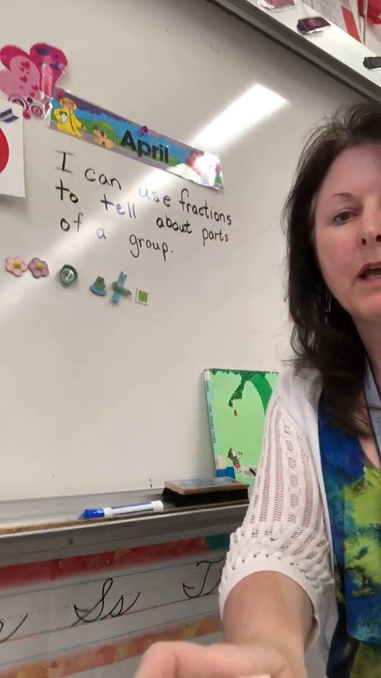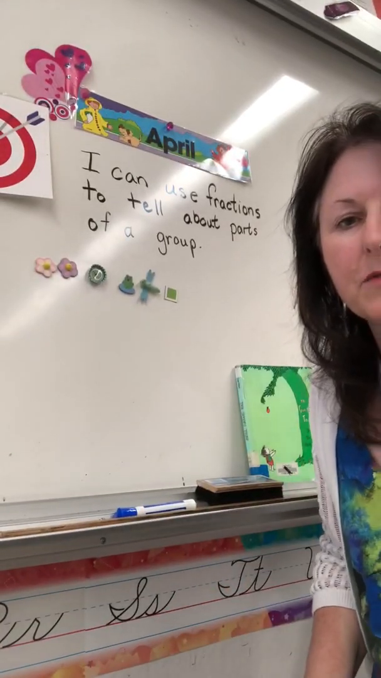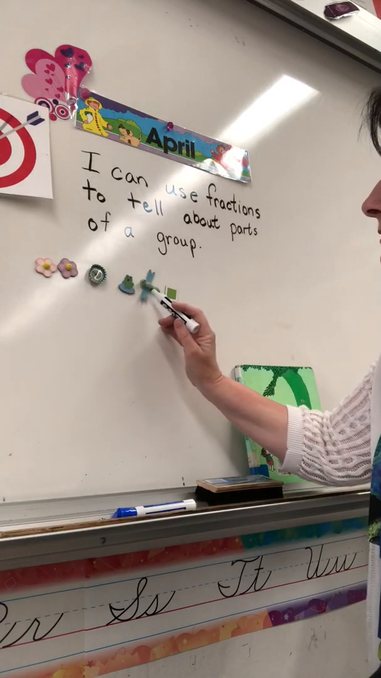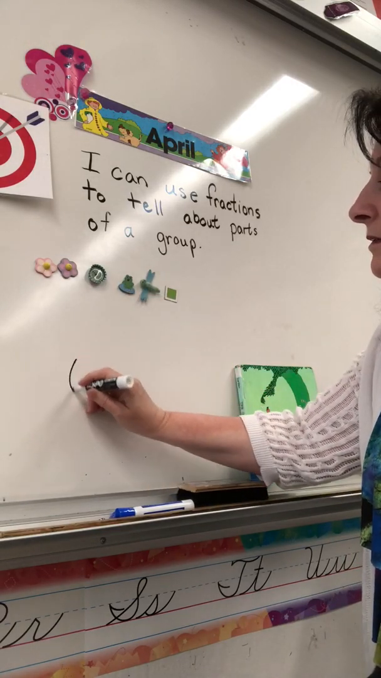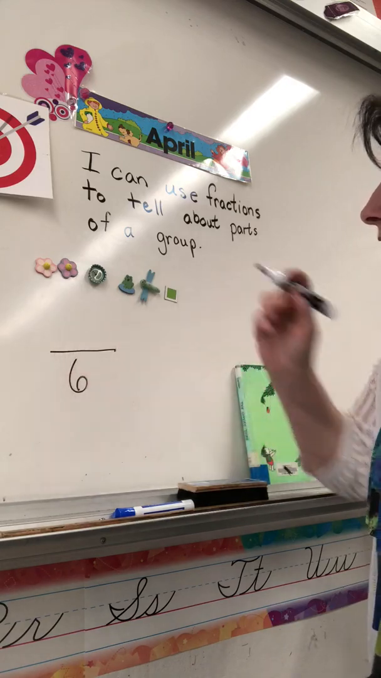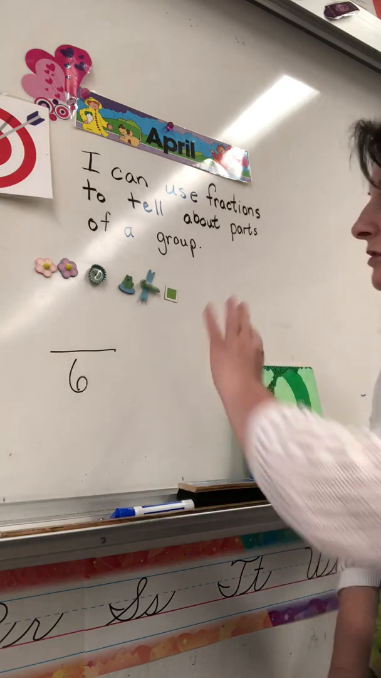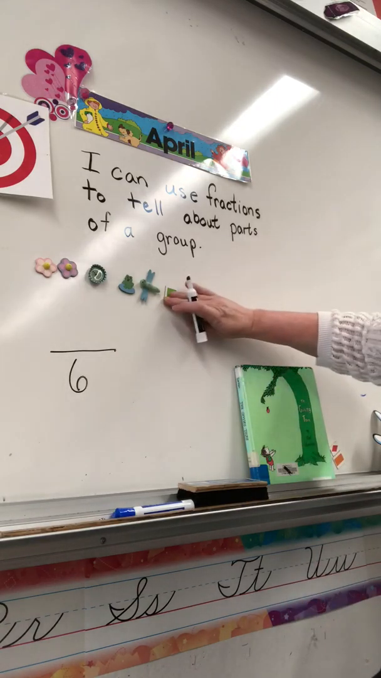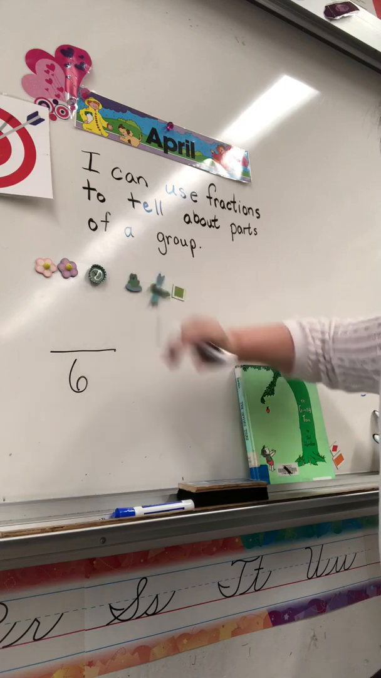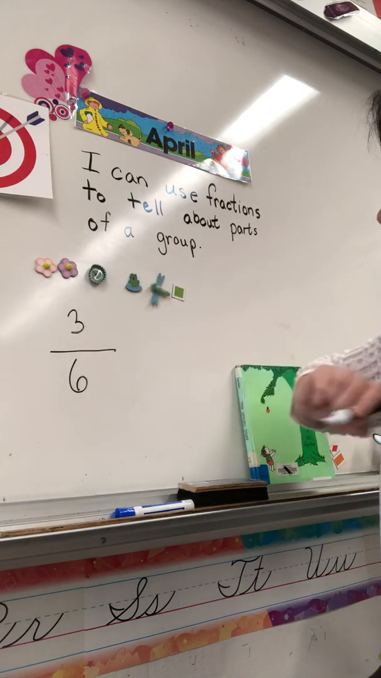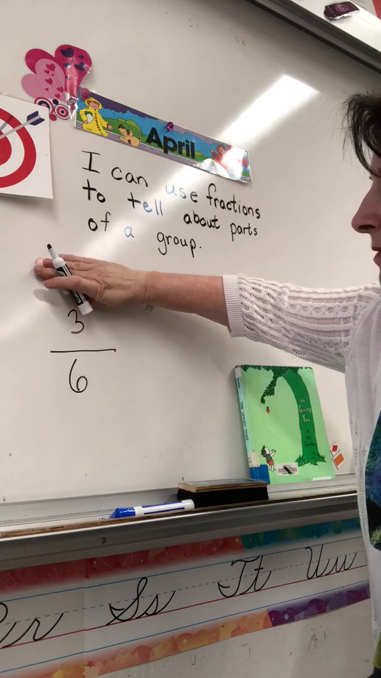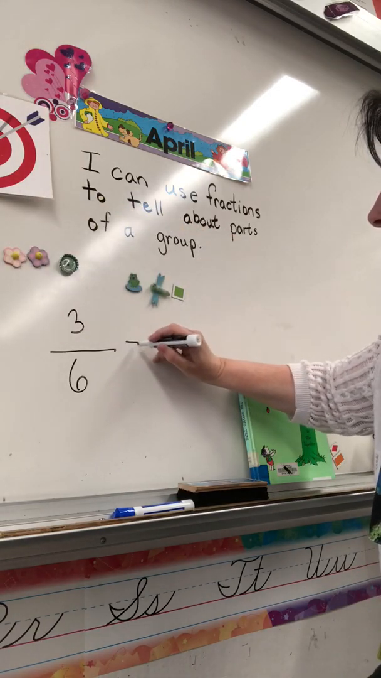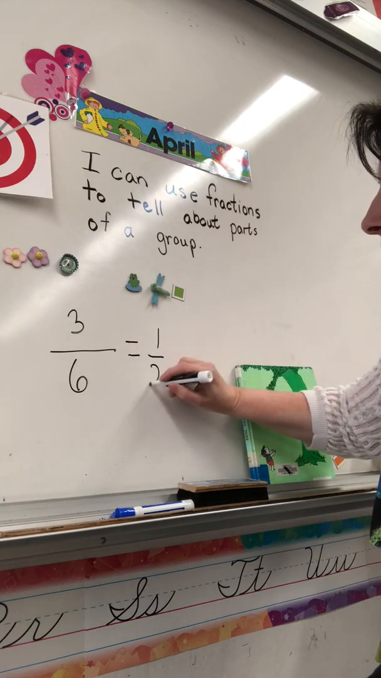So now I've got how many objects, and I'd like you to write this down in your math duotang. How many objects do I have up here? I have 6. How many objects that you see up here are green? And once again, we have 1, 2, 3 objects that are green. So it would be 3 out of 6. And we can see we have the same amount over here. We have 3 objects there. So 3 out of 6, or 1/2.